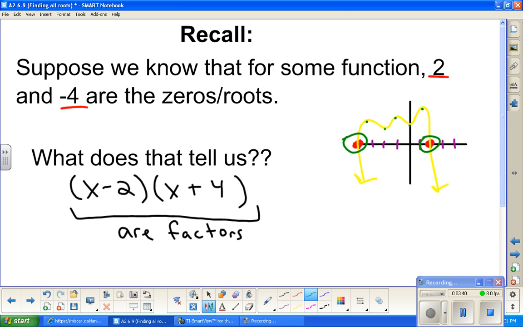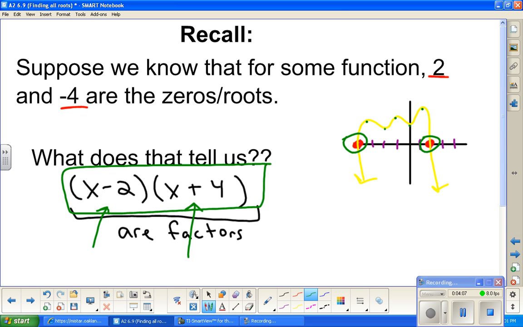So we just know for sure that these two things are factors, but we don't know if they're all of the factors. There could be other factors making this thing a 6th degree or even higher. Okay, so what we're going to do is use the fact that we at least know some of the factors, the ones that come from the zeros given. And that'll come up in a little bit here too.